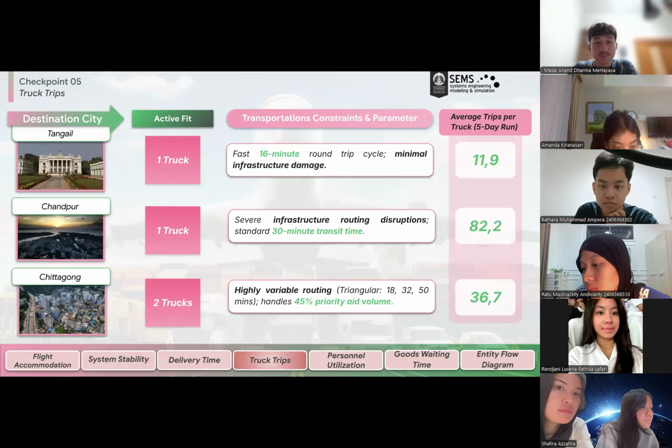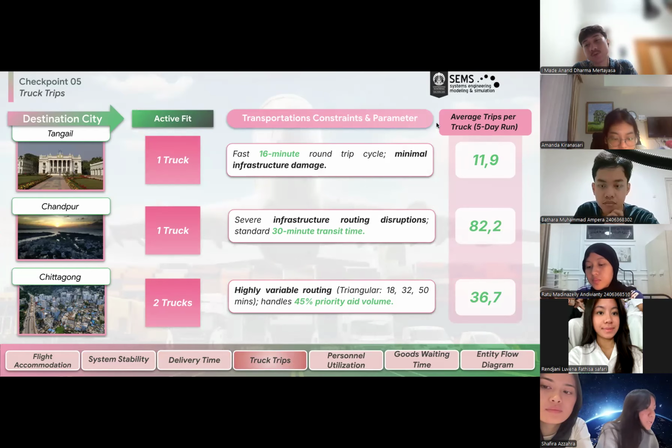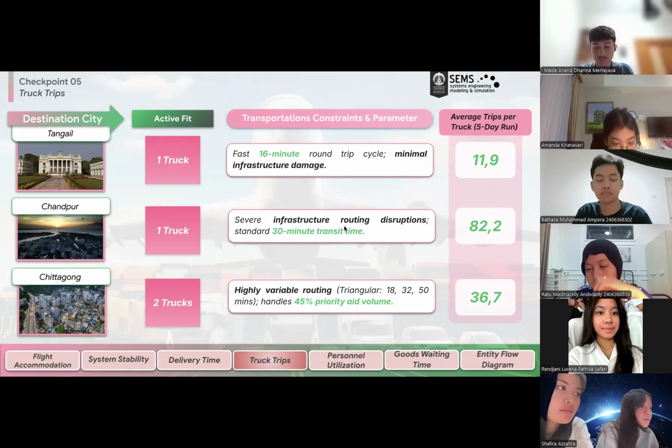As for the truck trips, truck performance differs across cities. Tangail operates efficiently because of short travel distance, while Chandpur experiences slower throughput due to infrastructure damage, and Chittagong requires two trucks to maintain stable deliveries because it receives the largest allocation of 8.